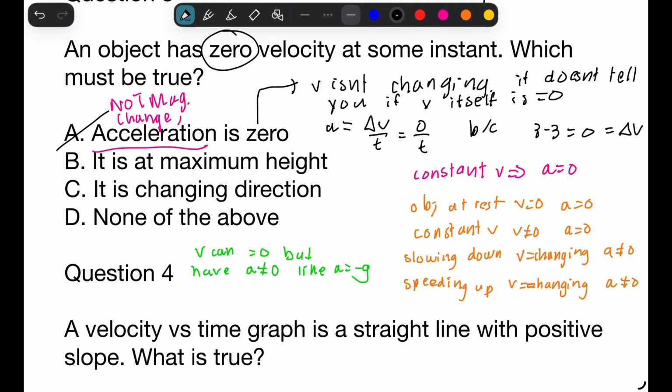It is at its maximum height. Well, this is not always going to be true, because there are other instances where you could have 0 velocity. You could just start out with 0 velocity. It is changing direction. Well, this is only if it's a turning point, but we can't know that for sure. So the answer is going to be none of the above.